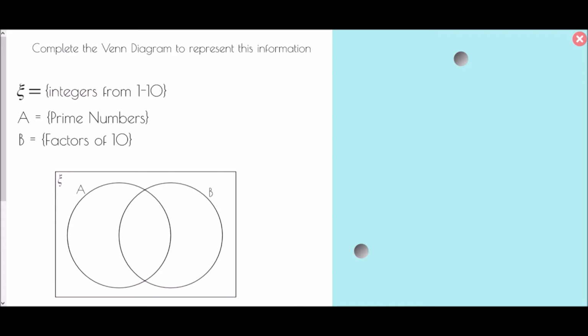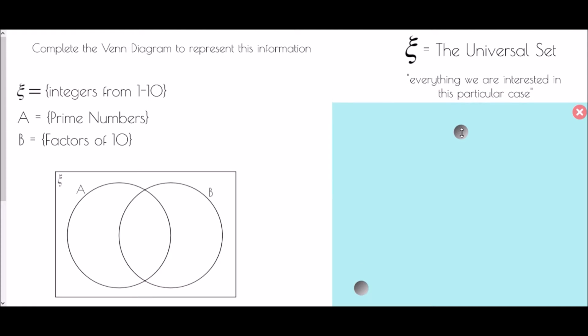So first of all, we have this squiggly letter E. Now, this is actually the Greek letter psi, and it's the symbol we use for what is known as the universal set. All that means is the word universal generally means everything, and in this case, it's everything we're interested in. So it's everything that we want to know about. In our example, it's the integers from 1 to 10. Therefore, the only numbers that are in our diagram are the numbers from 1 to 10.